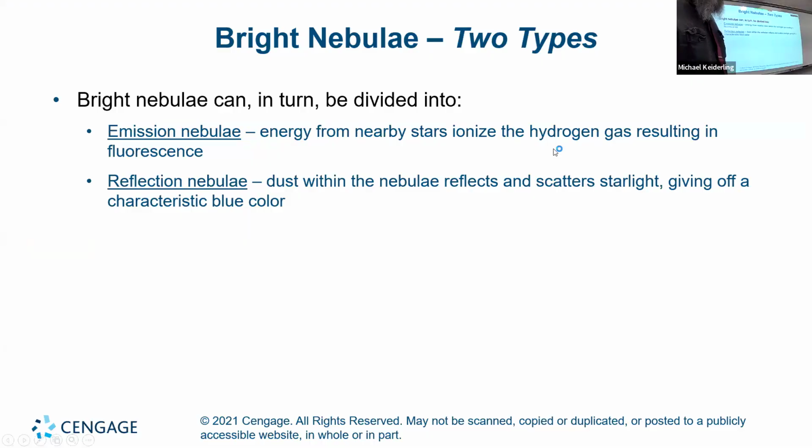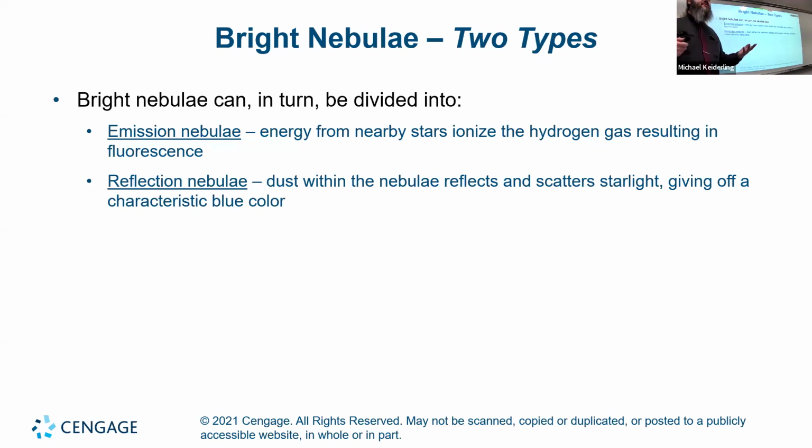So we talked about bright nebulae and dark nebulae. Dark nebulae are ones that are not lit up in some way and are blocking light from behind them. Bright nebulae are lit up. They come in two basic types: emission nebulae, where energy from nearby stars ionizes the hydrogen gas, resulting in fluorescence. So with emission nebulae, the nebula itself is glowing.